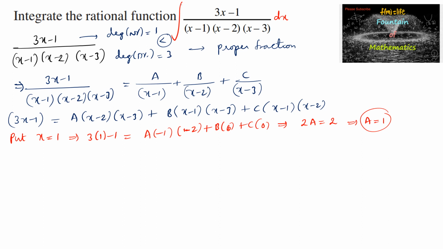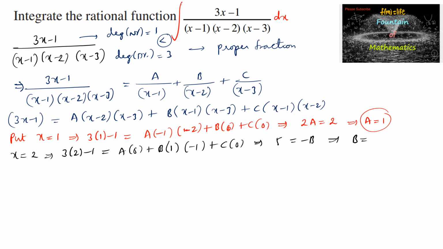And now by substituting x is equal to 2, we have 3 times 2 minus 1 is equal to a times 0 plus b times (2 minus 1) which is 1, times (2 minus 3) which is minus 1, plus c times 0, which implies 6 minus 1, that is 5, is equal to minus b.